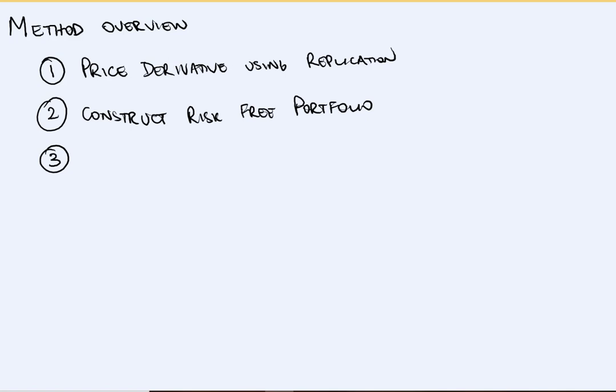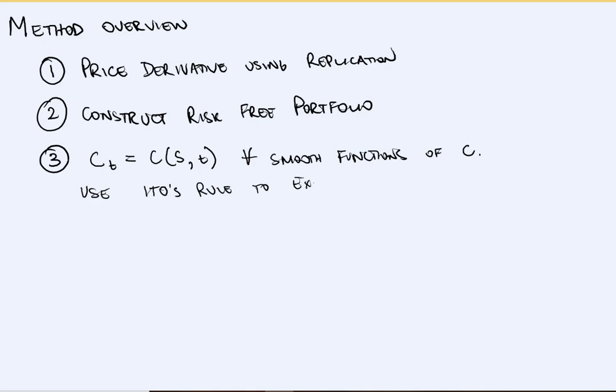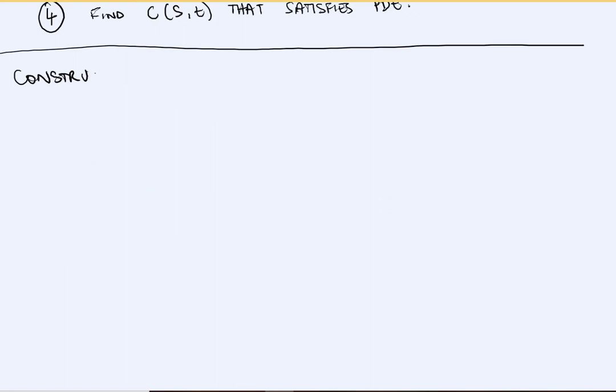So our intuitive derivation is going to be the following. First, we're going to price the derivative using replication. Then we're going to construct a risk-free portfolio. By then assuming that our call option is a smooth function over all C, we're going to use Ito's rule to express the portfolio as drift and its partial derivatives. Then we're going to find the solution.